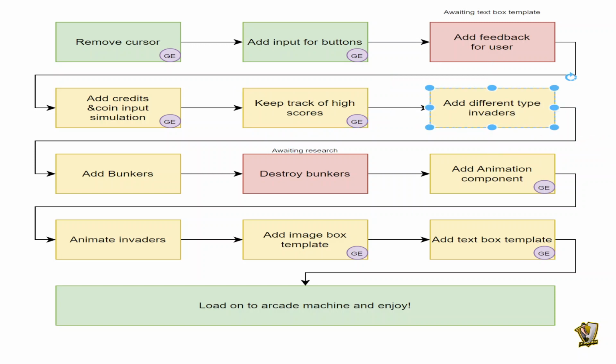Different type of invaders, that's game specific. We can do that at any part here. Add the bunkers, destroy the bunkers, that's awaiting research. Add the animation component, that is so that the invaders, the Frogger, the cars, whatever we build can be animated as well. We'll animate the invaders to prove that that works, and there's the templates. So there's, I guess, a bit of a lie there. It does matter what order we do them in. We can't animate the invaders without creating the animation component. Well, we can, but we have to redo some work. That's as far as that explanation goes.